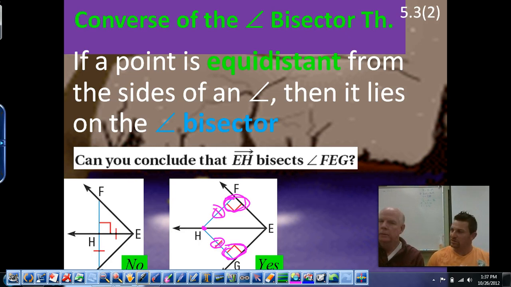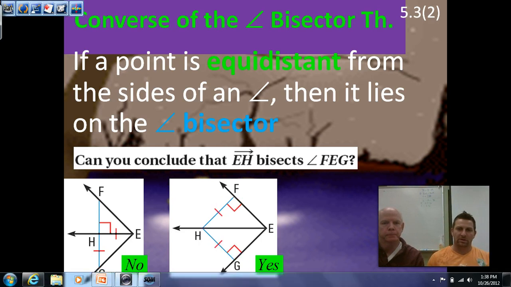Anything else you want to add, Mr. Scritchell? No, that's the big difference between those two diagrams. That's what we need. All right.